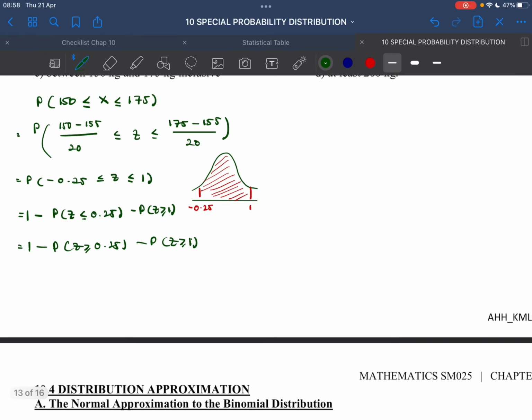Okay, so please find the answer in your table. You should get 1 minus 0.4013 minus 0.1587, and here the answer is 0.44. To find the number of gorillas, we just multiply with the total number, which is 2000, and here the final answer is 880.